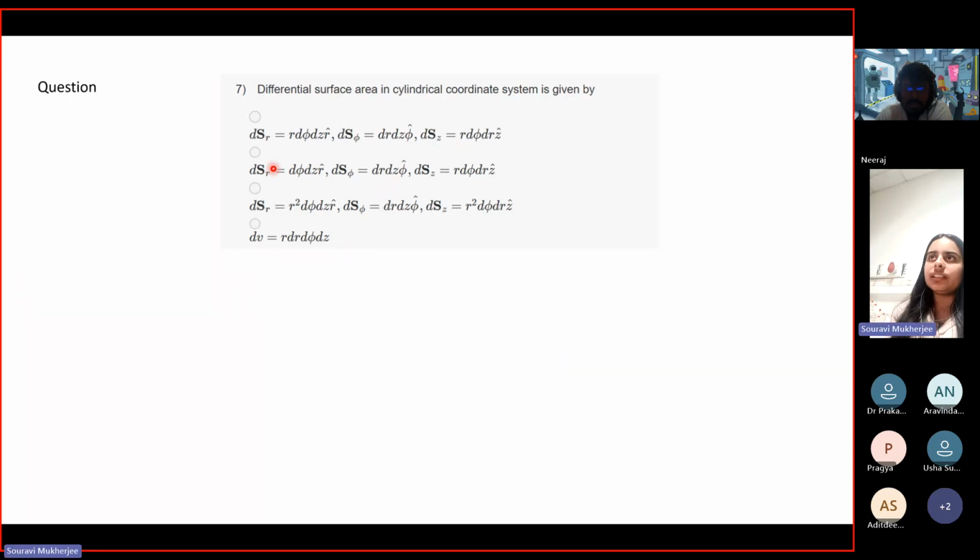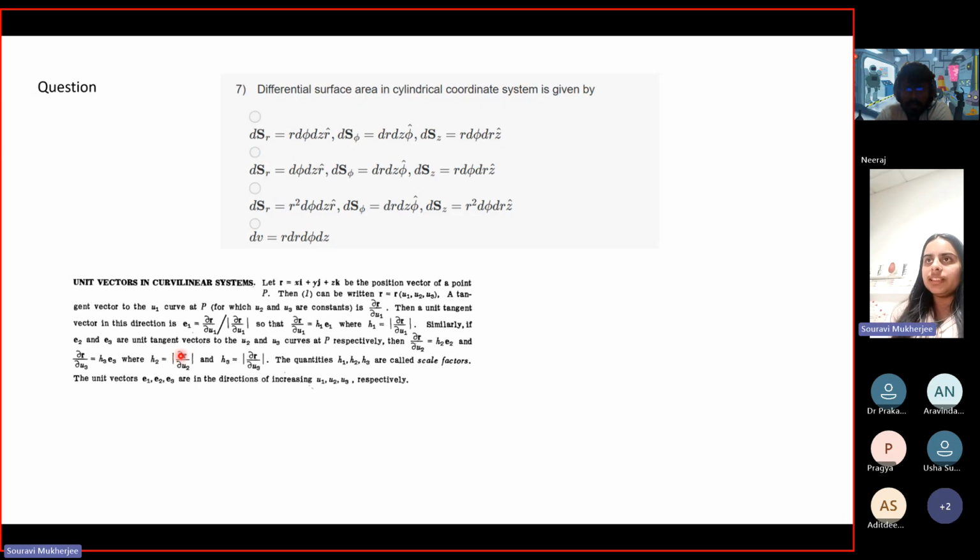So how do you define these differential surface areas? Once you find the dimensions of the arc lengths, you can just make a product of the two to get the area. So you have H1, H2, H3, and you have du1, du2, du3. You know how you can write the individual components. Now you do a product of the two. That would give you the differential area.